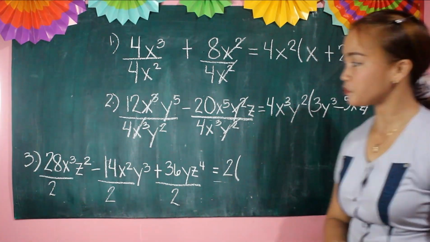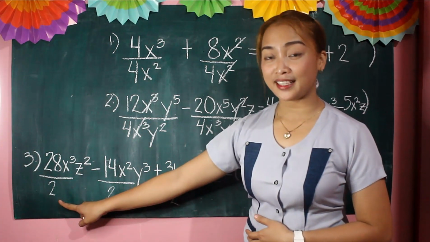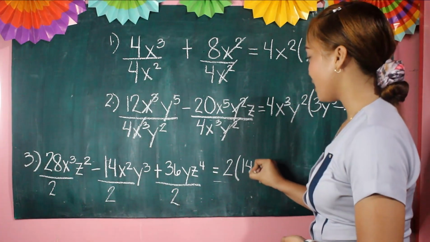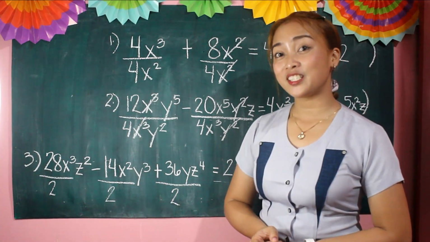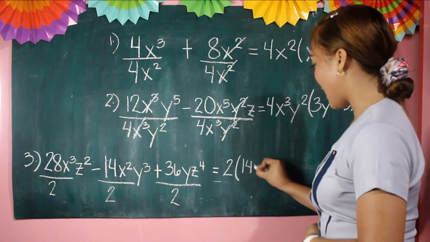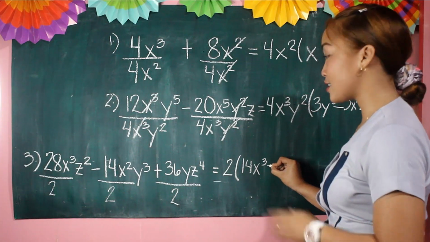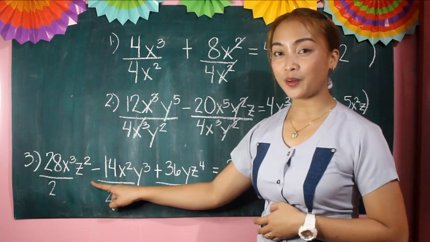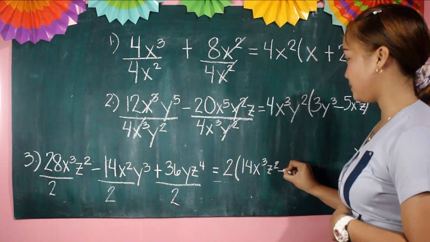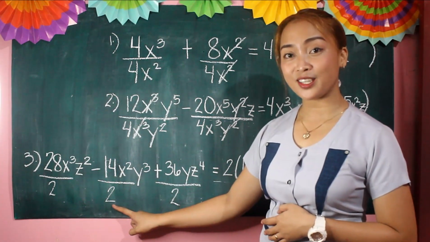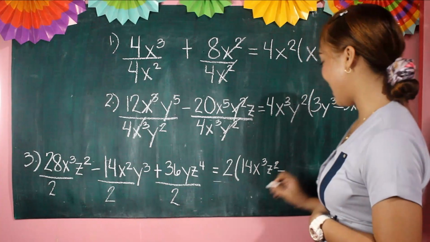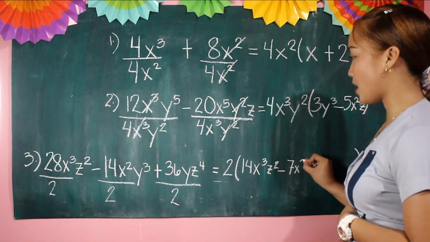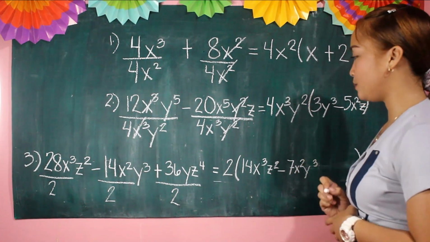Mataas-taas to. Ayan. What is 28 divided by 2? Very good. We got 14. Anong gagawin sa variables? Just copy the variables. We have x squared and x cubed rather and z squared. Ayan. Next, copy the operation which is subtraction. What is 14 divided by 2? 7. Nice one. Then, copy the variables. We have x squared and y cubed.